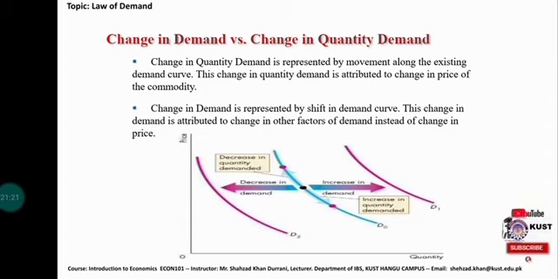This change in demand is attributed to change in other factors of demand instead of change in price. Other factors like taste and preferences, income, number of consumers, expectations, the purchasing power, we talked about it. So this represents the change in demand. And when we talk about the price, on the fixed demand curve, it is the movement only. So this is called change in quantity demanded versus change in demand, and you can see it in the graph as well.